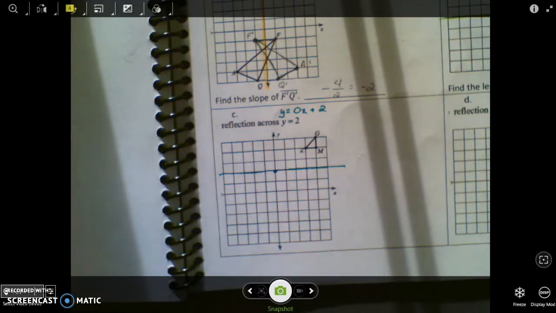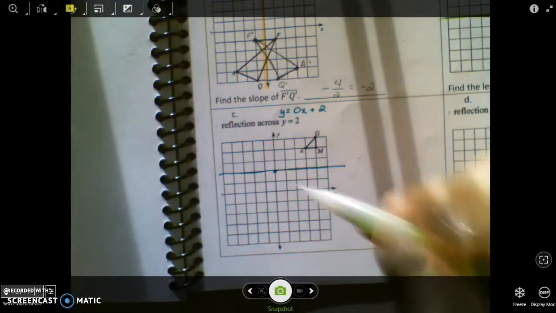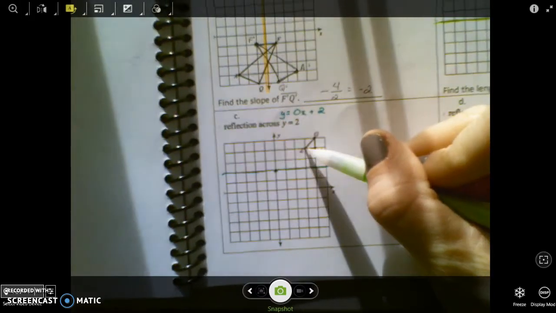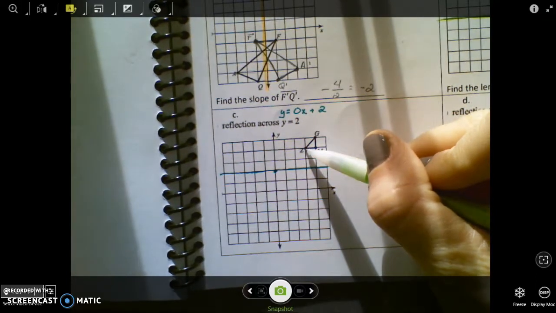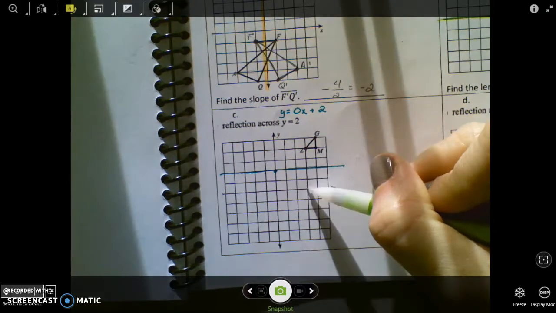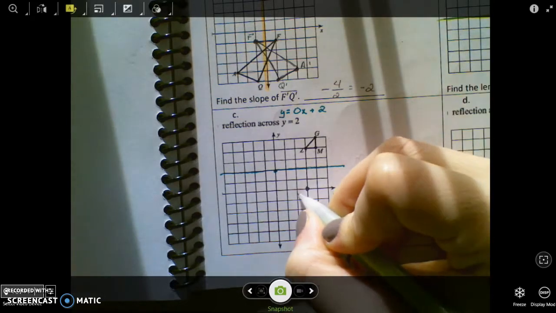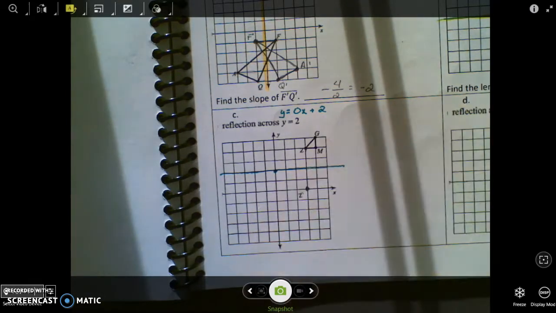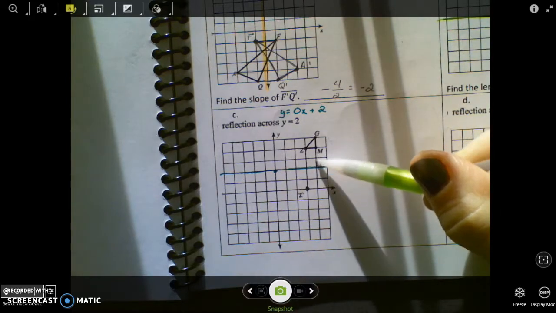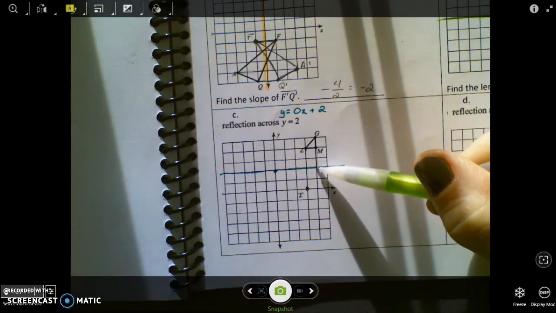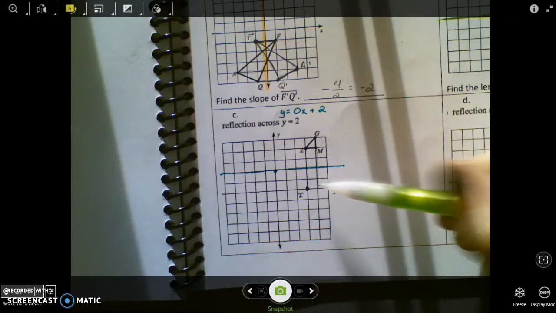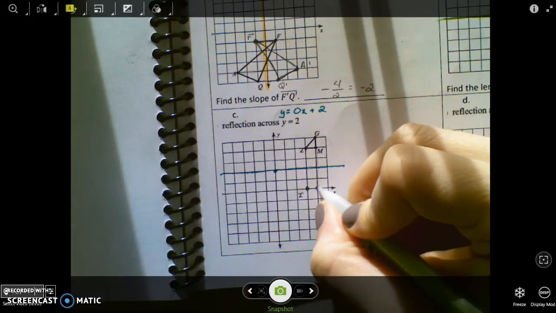You're going to have a horizontal line. So we're going to flip over that horizontal line. I have point, I think that's a Z. It's a 2. So we're going to flip it over so it's 2 below the horizontal line. So my image of Z, Z prime, would be here. M is 2 above the horizontal line. So I'm going to go 2 below the horizontal line. It'll still be right next to Z prime.